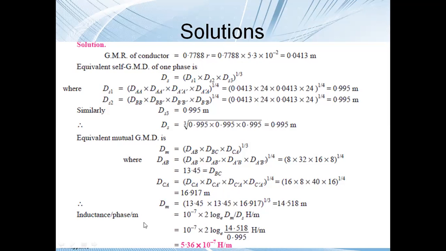So the inductance per phase per meter will be 10 to the power minus 7, 2 into log DM by DS. So finally we'll get this value.